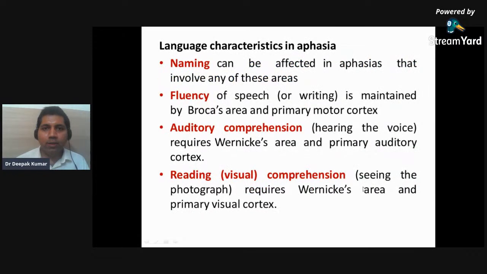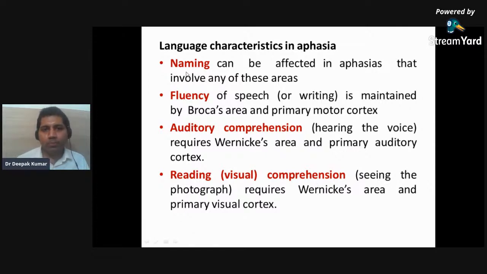Okay, so let's see what will happen in case of aphasia and what component of it was generated, like by which lobe, and what would happen if the damage happened to that lobe. These are the language characteristics that you are expected to answer, like what happens to individual parts. Okay, so I've highlighted them in red.